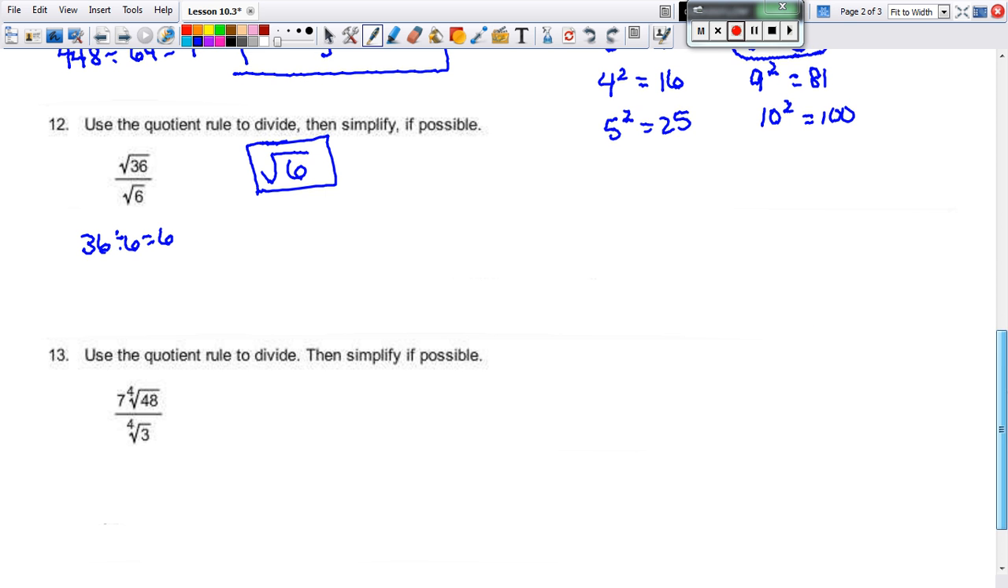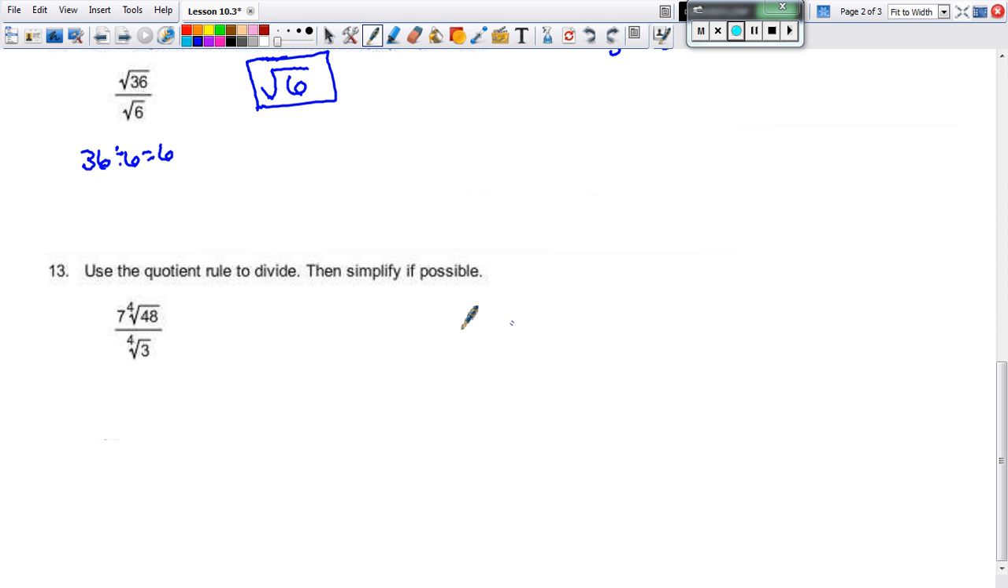So on the next one, 48 divided by 3. Again, I'm taking the numbers under the radical and dividing them. So 48 divided by 3 is 16. So I can rewrite this as 7 times the 4th root of 16.